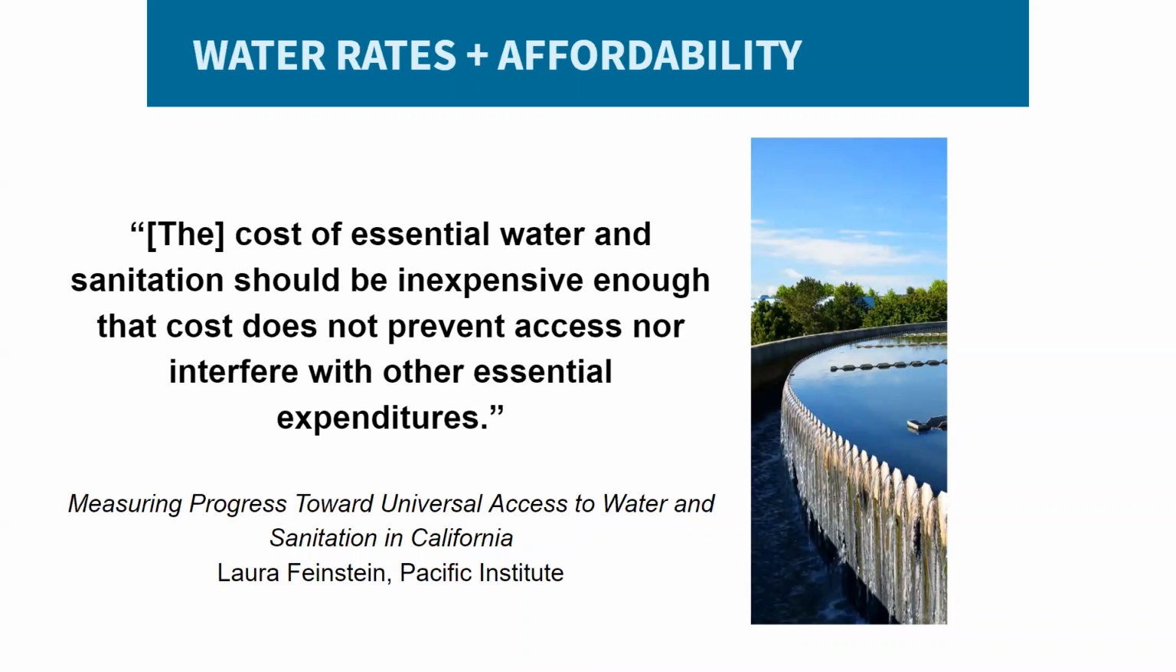As we've seen over the last several years, water affordability has become a serious issue across the country. For the purpose of this guide, we use the Pacific Institute's definition of water affordability. The cost of essential water and sanitation should be inexpensive enough that cost does not prevent access nor interfere with other essential expenditures. On average, as a percentage of household income, US households pay less for water than other developed countries. This in turn contributes to a perception for many that water is readily available and services are inexpensive.